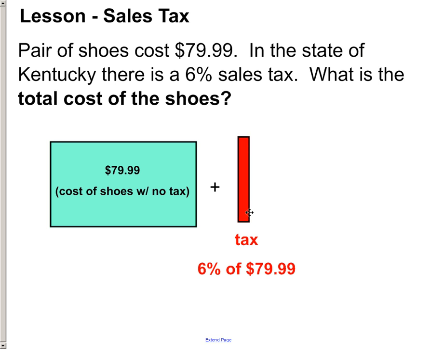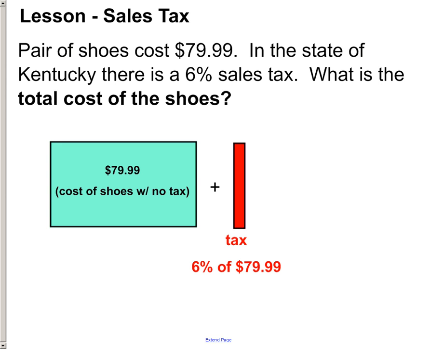Now, if you're wondering why this is a thin little sliver here representing taxes, it's because I tried to make it about 6% of this box representing the 79.99. So it's like we're breaking this off and saying, hey, we've got to pay an extra 6% on top of it. Now, we know that we will be adding the $79.99 to the tax. Okay, we put these two together and that's our total cost.